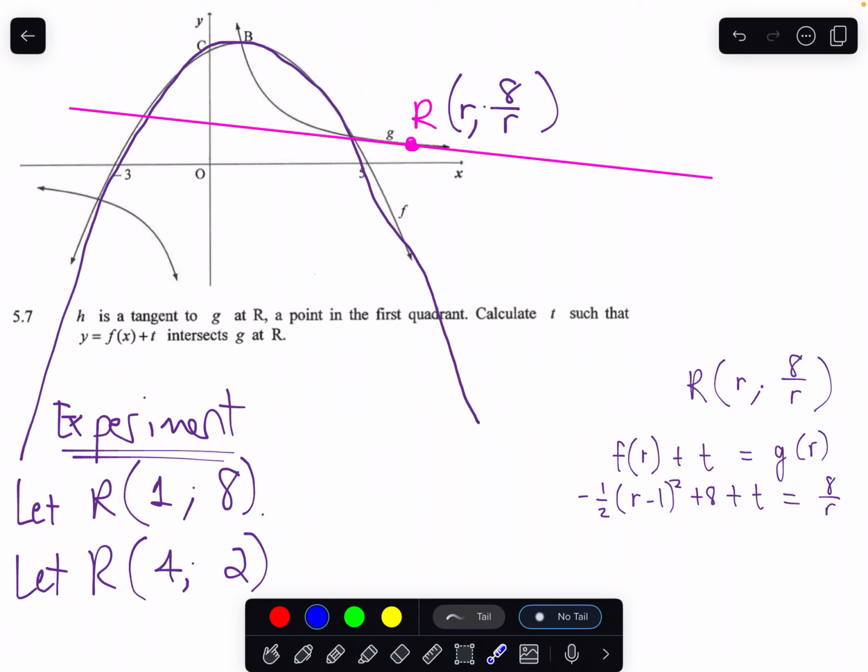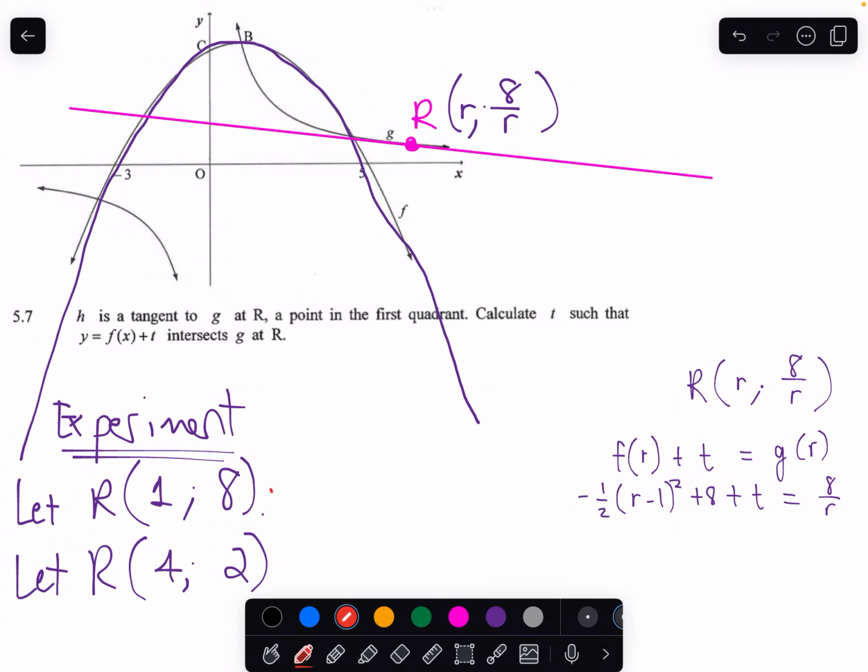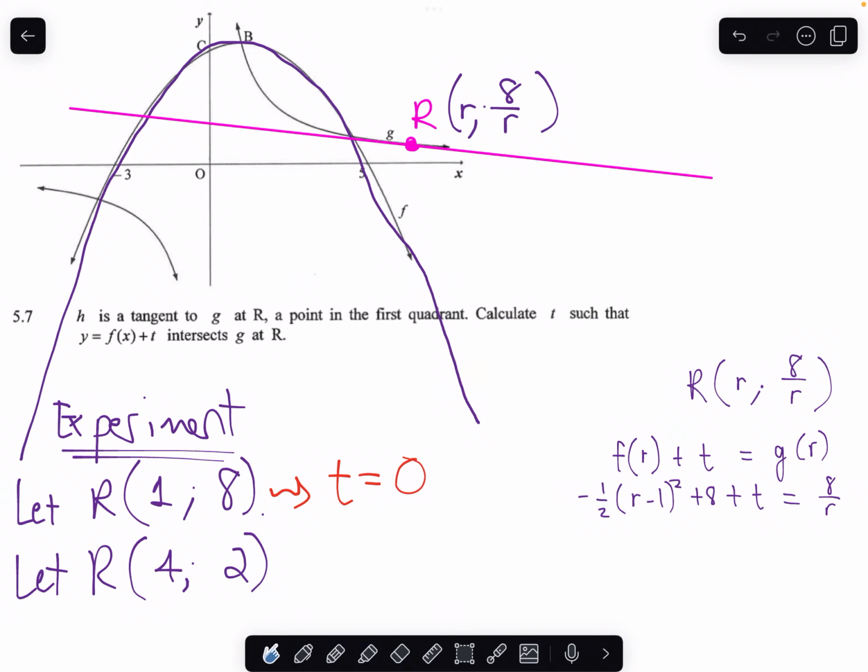Okay, so I haven't missed something. Okay, let's just continue with experimentation. So for this one, we said t is equal to 0 because the parabola and the hyperbola already intersect at that point (1, 8). But let's see for (4, 2), and hopefully I haven't picked another point of intersection.